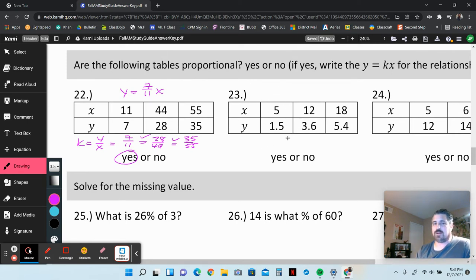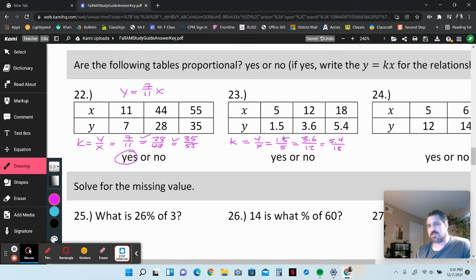For the second one here, you're going to ask yourself, is the k constant, right? Is the ratio of y over x always the same? If it is, it's proportional. And in this case, we can look at it and ask, is 1.5 over 5 the same as 3.6 all over 12? Is that the same as 5.4 all over 18?